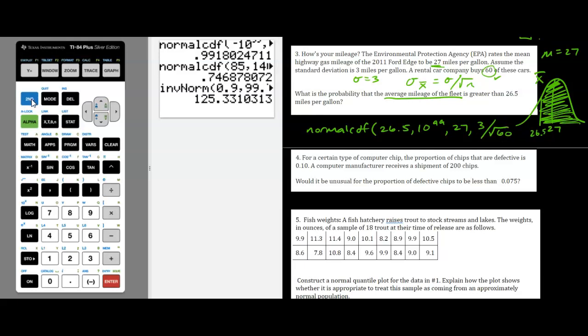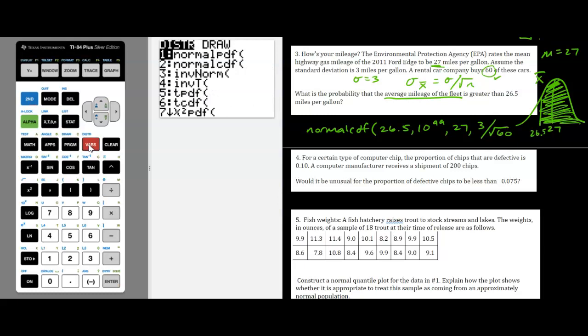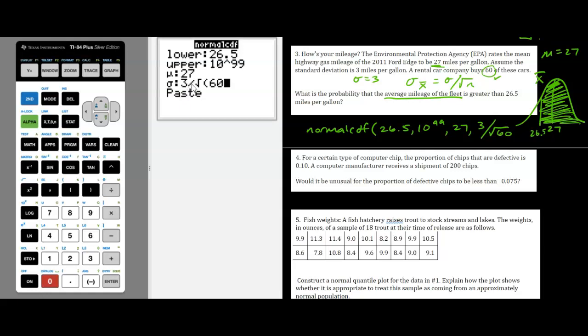So going into the calculator, we say second vars, and go to number 2, normal CDF, so 26.5, upper bound of 10 to the 99th. Whoops, I put in 26.4, let me fix that, 26.5, up to 10 to the 99 with a mean of 27, and a standard deviation of 3 divided by the square root of 60. Make sure you put that division symbol in. A lot of times I see students say 3 times the square root of 60, but it's 3 divided by the square root of 60.